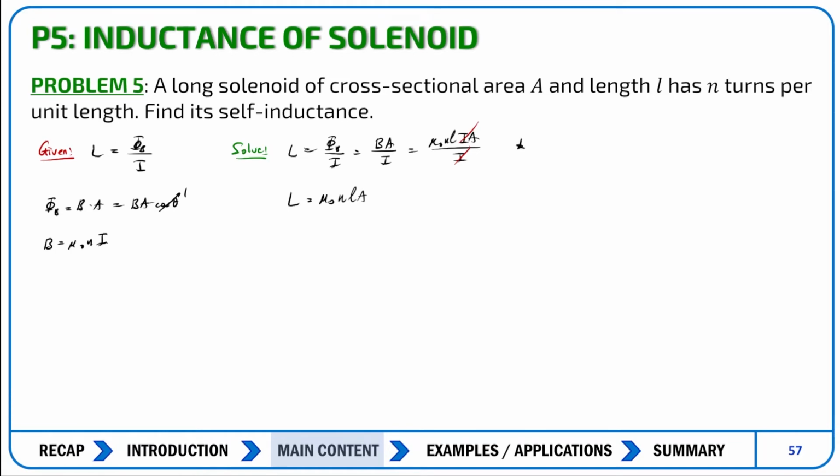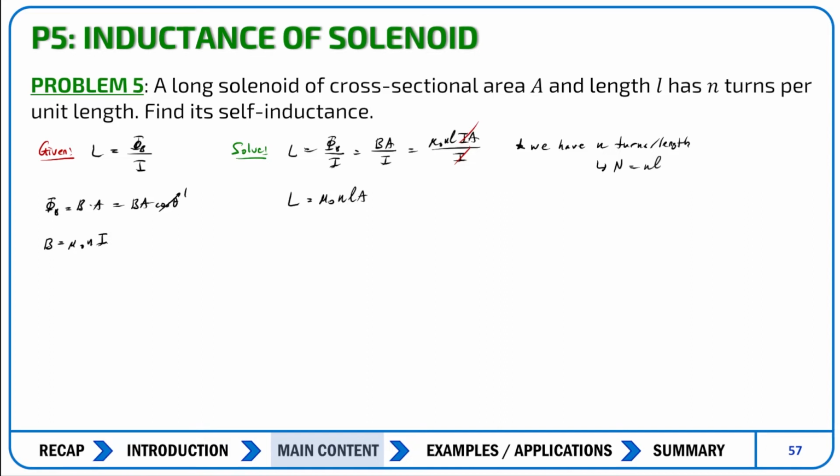So important over here. We have N turns per length. So the total number of turns, in fact, which we call capital N, would actually be NL. So very important to understand that.